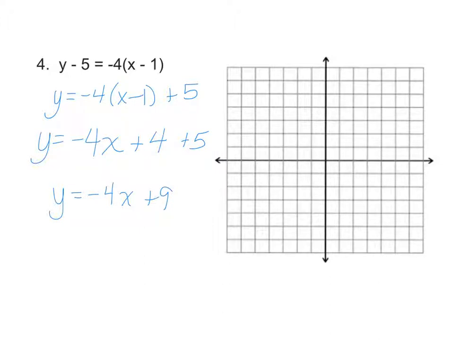And that's kind of hard to graph on here because my graph is not big enough. Because I'm going to start way up there and then count down 4 over 1. Down 4 over 1, and so on. It's not too bad. There's the line.